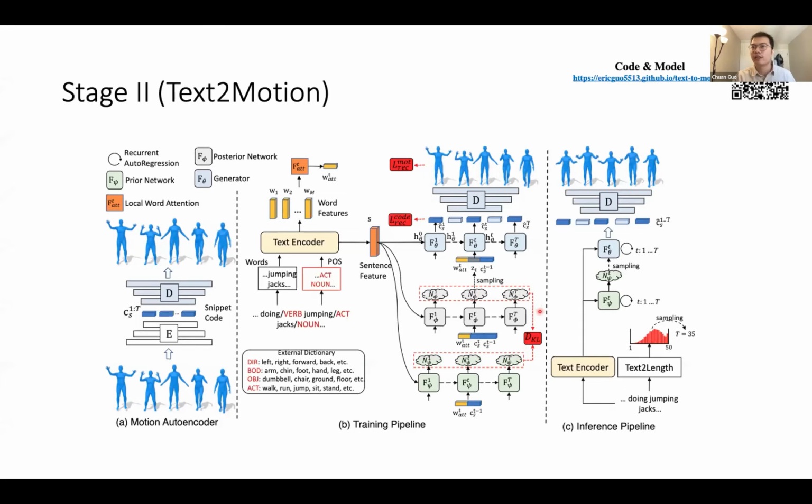So we can sample from this distribution, and then concatenate the sampled noise vector and feed it to the decoder, this decoder. If we do this recursively T times, we can have T snippet codes, and then we can decode them back to the pose sequence like this. That's how we generate the motions according to the textual description. So this is pretty much our approach framework.